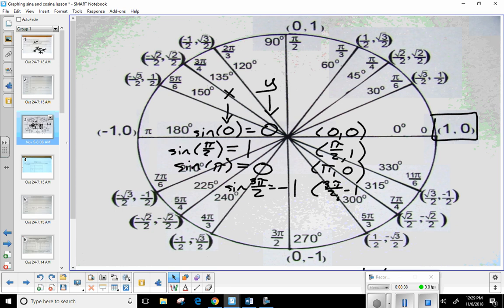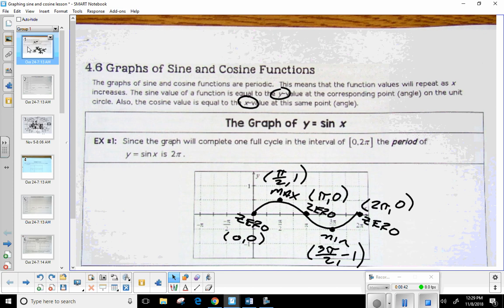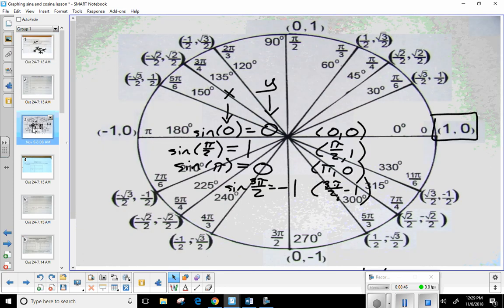3 pi over 2, negative 1, which is the very first minimum that we came up with. Now, this is answering, hopefully, Angel's question. He was like, why is the highest it can go 1? Well, think about this at the other side. Why is the lowest it can go negative 1? What's the radius of the unit circle? It's only 1. So the furthest it can go is that radius length.